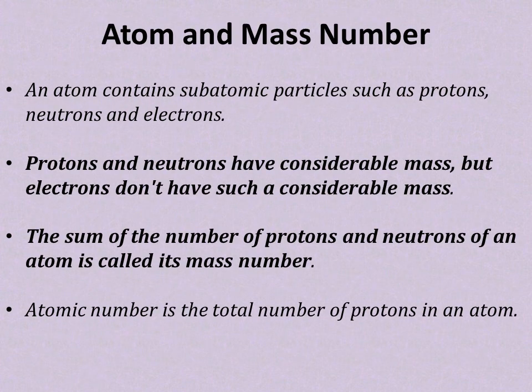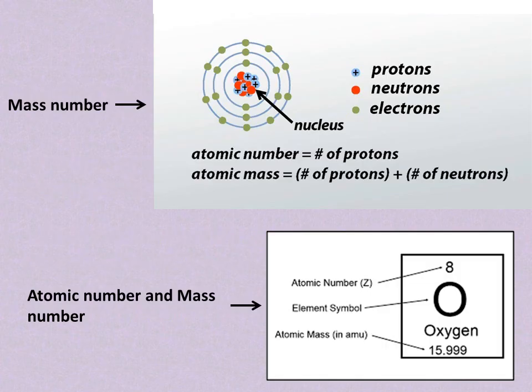Atoms and atomic mass. We all know that atoms are the building blocks of matter. According to the modern atomic theory, an atom contains subatomic particles such as protons, neutrons, and electrons. Protons and neutrons have considerable mass, but electrons don't have such a considerable mass. The mass of an atom is mainly contributed by its protons and neutrons. So, what is mass number? The sum of the number of protons and neutrons of an atom is called its mass number.